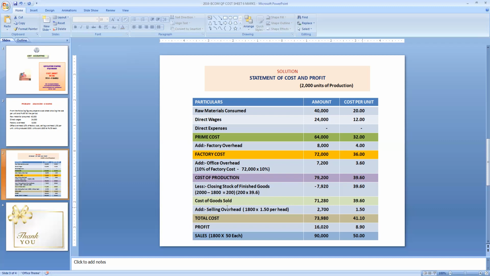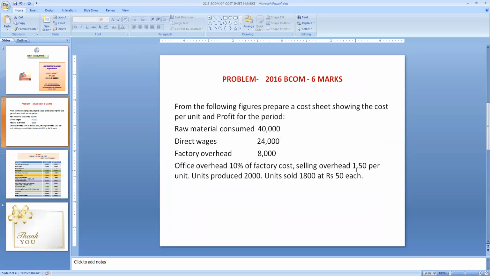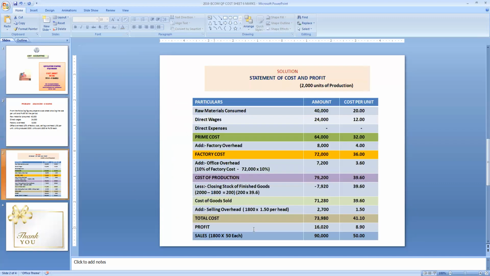Now, after cost of goods sold, we should go for adding the selling overhead. It is very clearly mentioned that the selling overhead is 1 rupee 50 paisa per unit, based on the units sold. So the total number of units sold is 1,800 into 1 rupee 50 paisa, 2,700. It has to be added to the cost of goods sold. Then the total cost comes to 73,980. Then per unit also has to be calculated. Here they have given that per unit selling overhead is 1 rupee 50 paisa. Therefore 39 rupees 60 paisa plus 1 rupee 50 paisa is 41 rupees 10 paisa. That is the total cost per unit. In terms of value, it is 73,980.